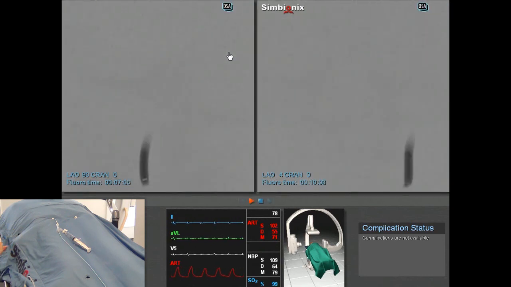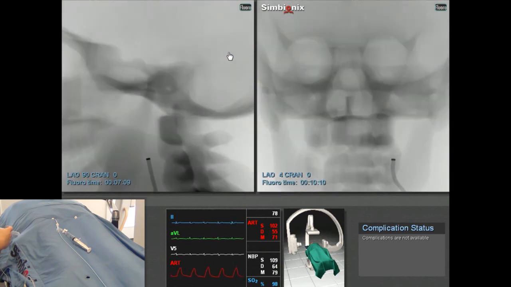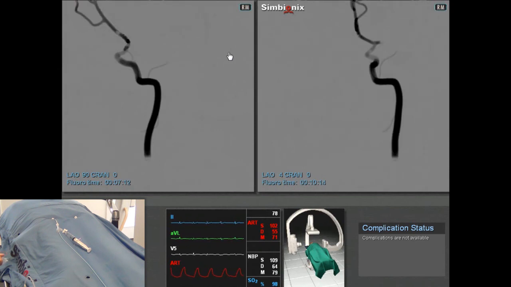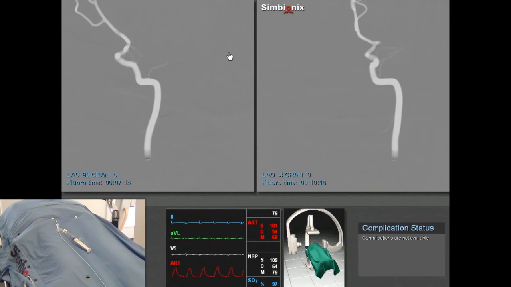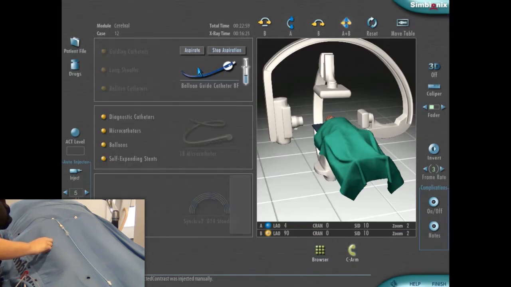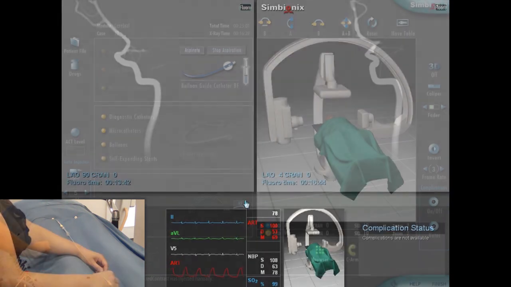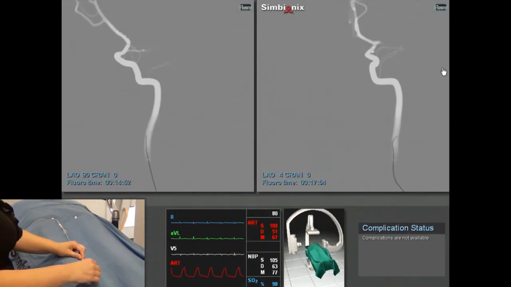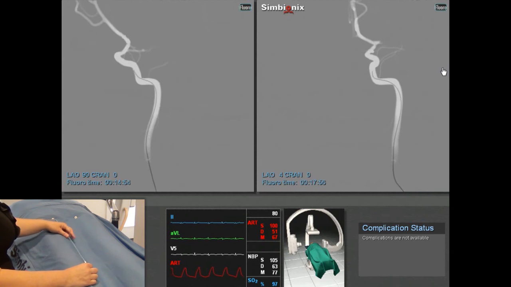Okay, so re-injection, you can see that the anterior cerebral open and the supraclinoid carotid open, but the M1 is still occluded. And this is pretty common in day-to-day practice. You may get a significant amount of the thrombus out, but not all the thrombus. So now we're going to put the microcatheter back up, out the middle cerebral.